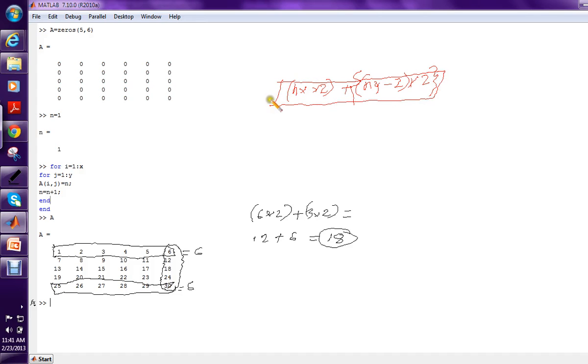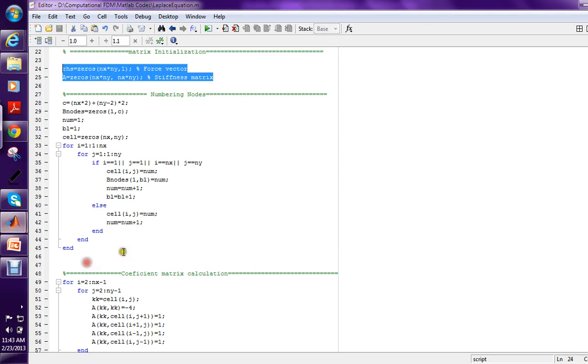Okay, so let's go to MATLAB right now. So we know this is the boundary nodes, nx times 2 plus (ny minus 2) times 2. This segment is dedicated to numbering the nodes. So this is the total number of boundary nodes we have. So we are going to make a matrix, a row matrix. So this matrix will represent the numbers. Okay, so which number does this matrix represent?